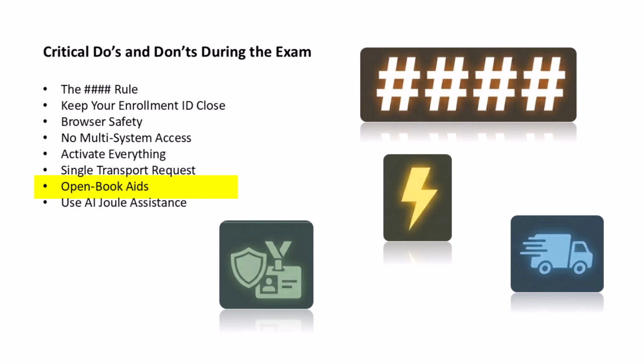Open book aids. Because this is a practical exam, you are allowed to use everyday resources. You can freely use learning.sap.com, help.sap.com, and your standard ABAP keyword documentation, F1 help. Use AI assistance. It is fully expected and permitted for you to use Joule in ADT to assist you with code generation, explanations, or troubleshooting during the test.